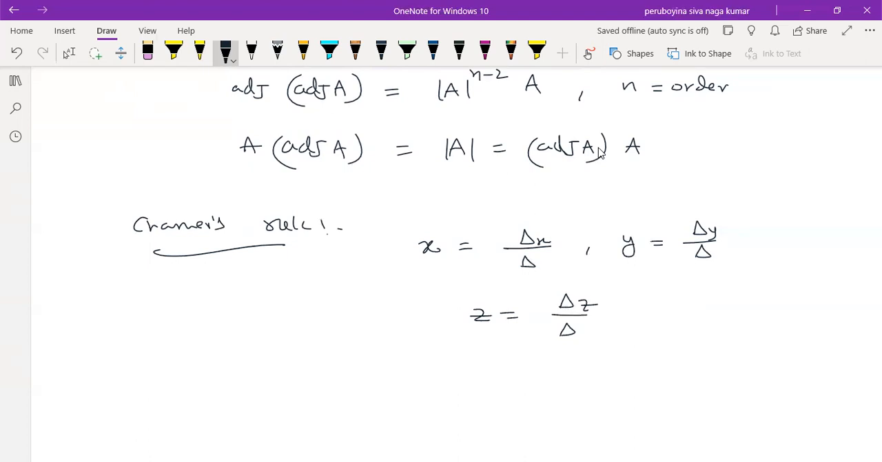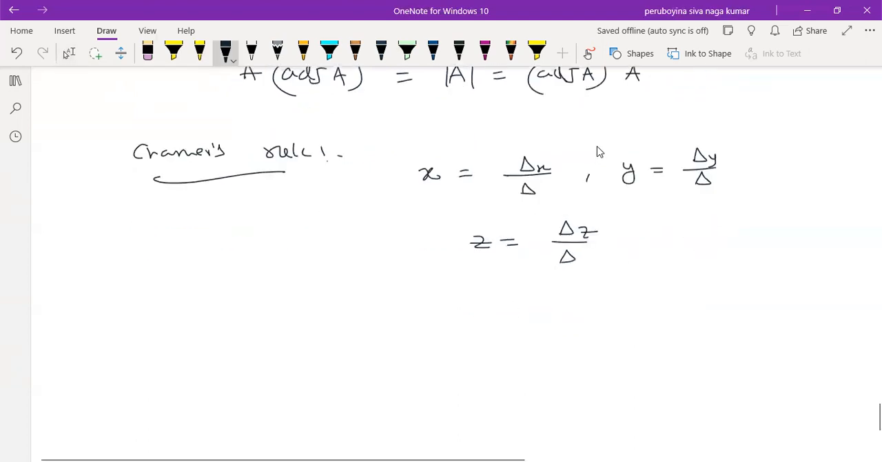And delta x means the first column of the matrix replaced by the B matrix. Also, delta y means the middle column will be replaced by the B matrix, and third column will be replaced by the last column. If delta is not equal to 0, then Cramer's rule exists. Otherwise, it does not exist. Okay.